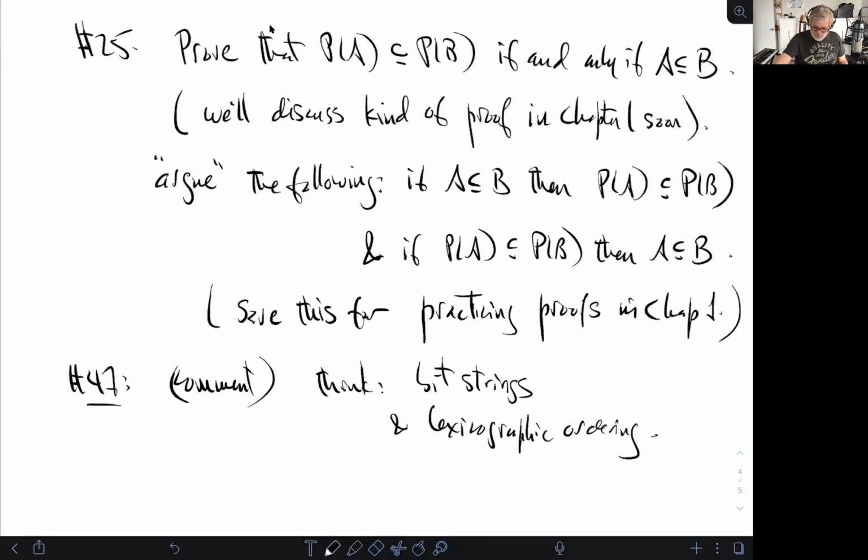What's lexicographic ordering? Alphabetical order. It's just a fancy way of saying alphabetical order, right? That's a good question.